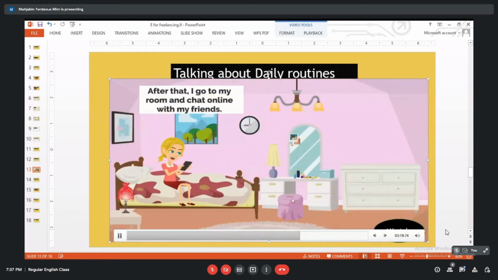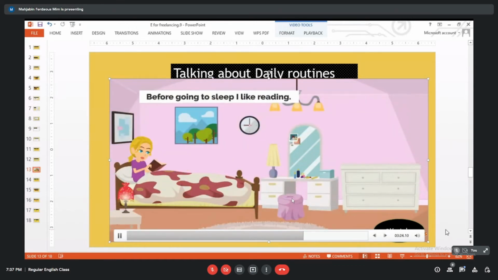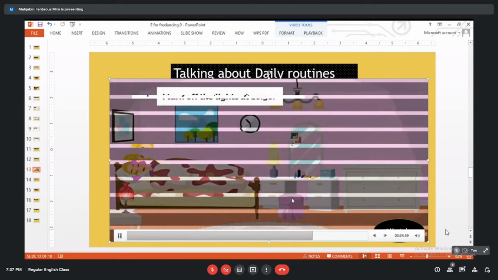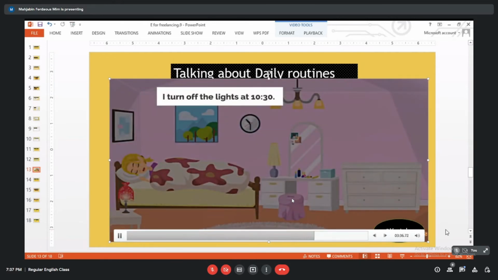After that, I go to my room and chat to my friends. Before going to sleep, I like reading. What kind of books do you like to read? I prefer mysteries, fantasy, and science fiction. I turn off the lights at 10:30.